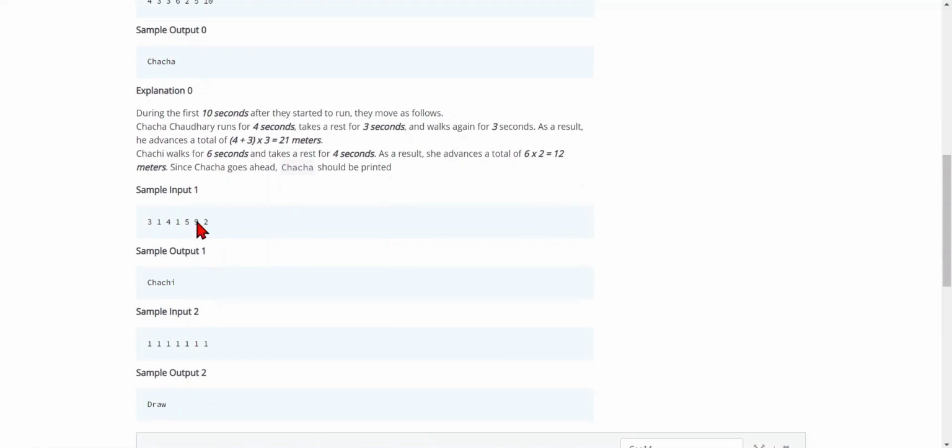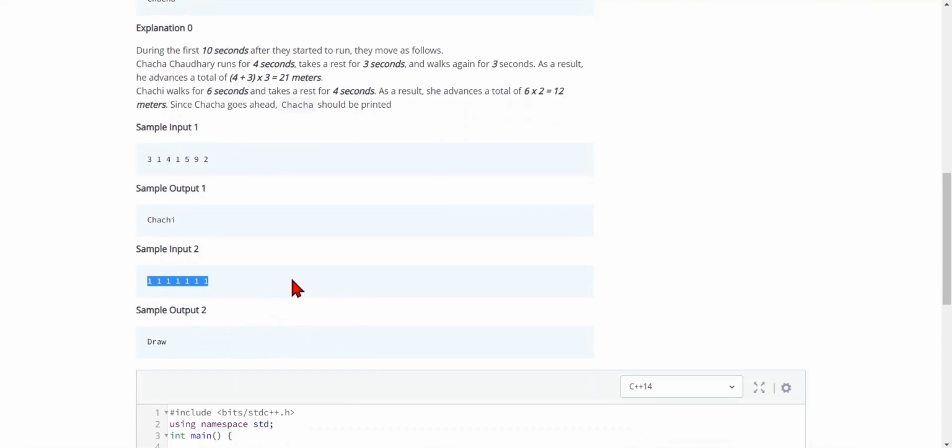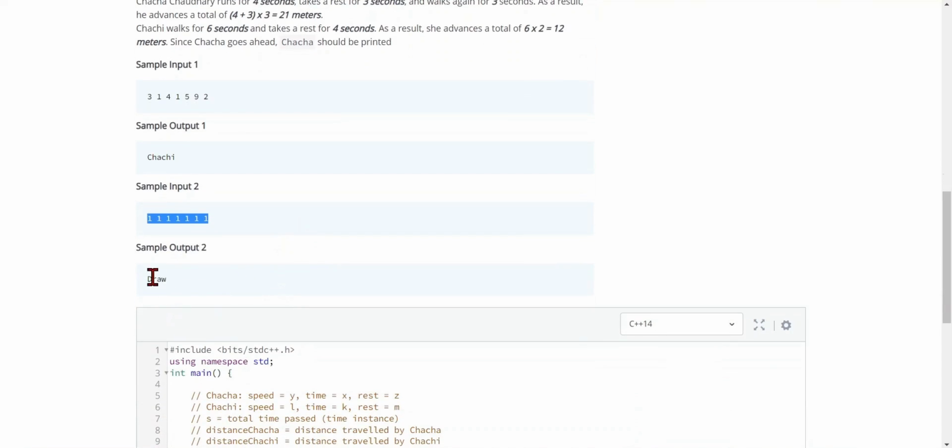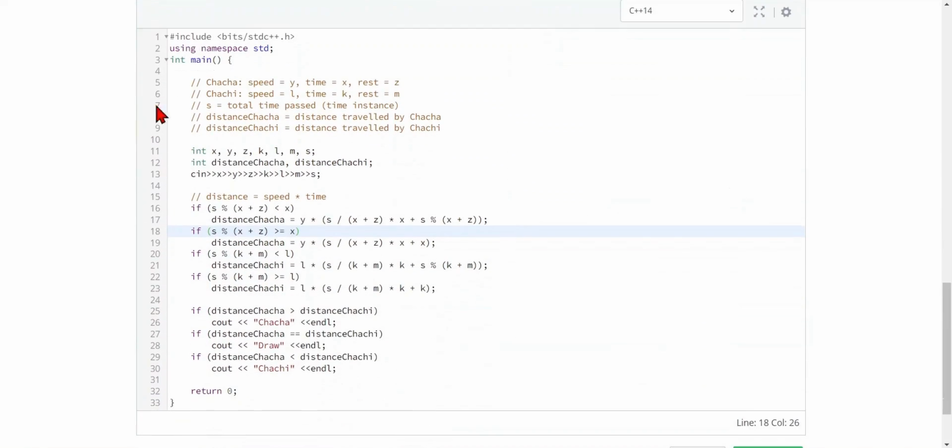Similarly, you have an example where Chachi wins, and also an example where the case is a draw. Here you can see from the input that both have the same speed and everything the same, so it's a draw. This was the approach that we need to follow. Now let's see the code. We have included the necessary library.